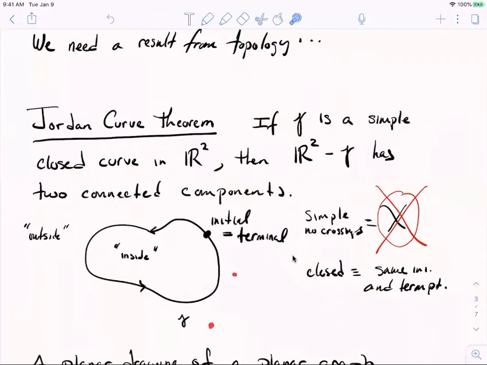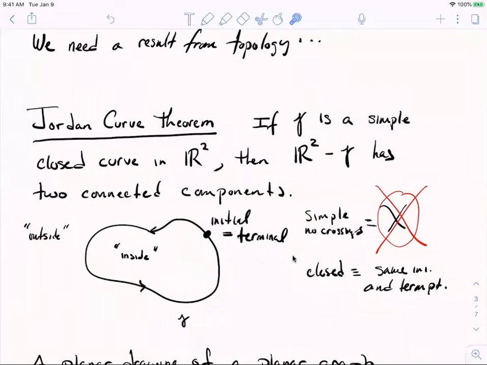Pick any 2 points outside, that's the other component. You can draw a path between them that stays in the outside. But if you pick a point inside and a point outside, you can't draw a path between those 2 points that stays in the complement. I'm not allowed to leave the complement, I'm not allowed to cross the curve gamma. So there's two connected components. So that's all the Jordan curve theorem says.